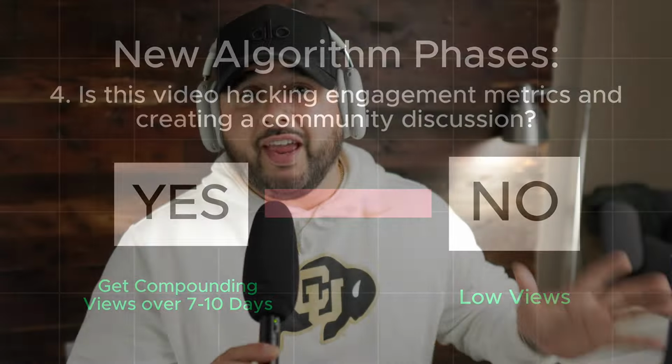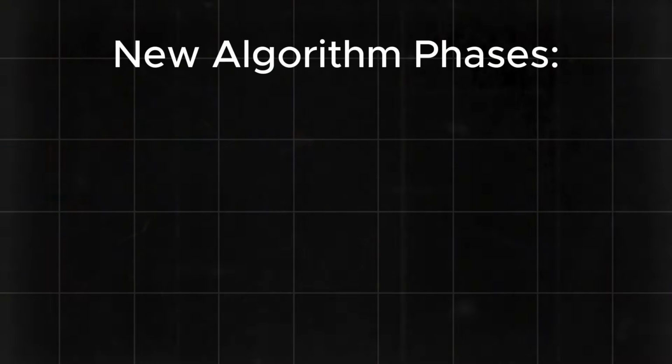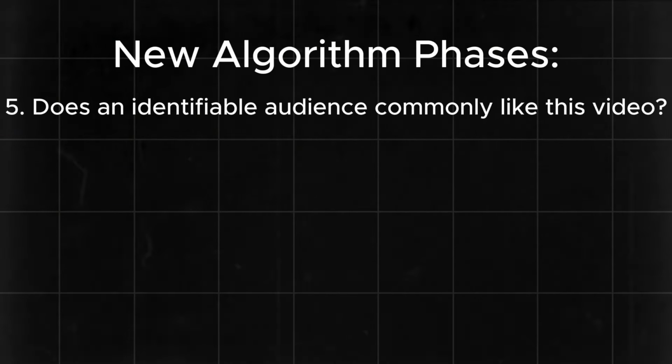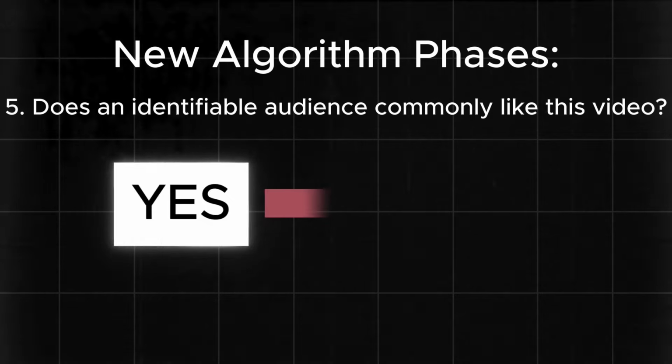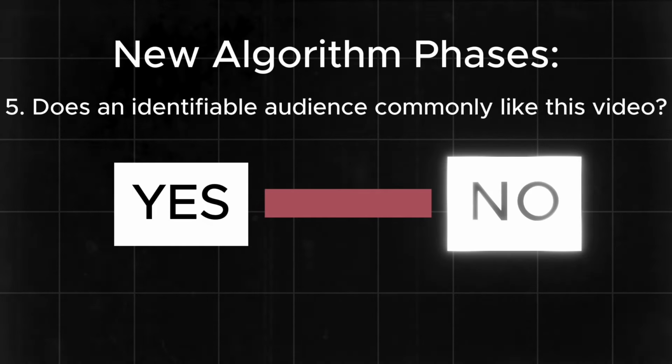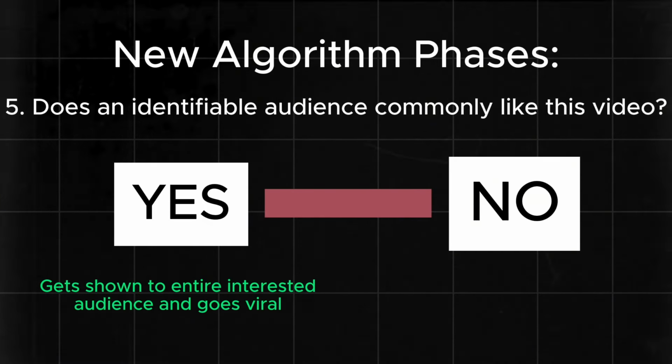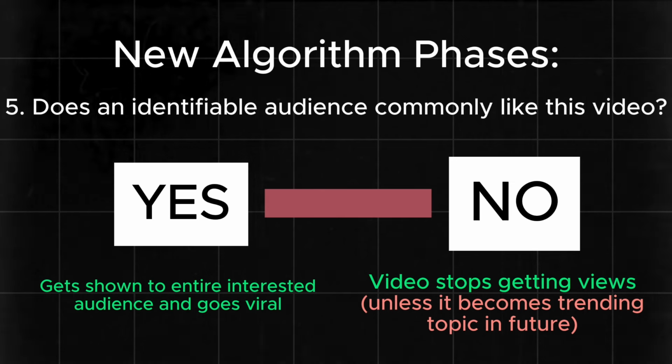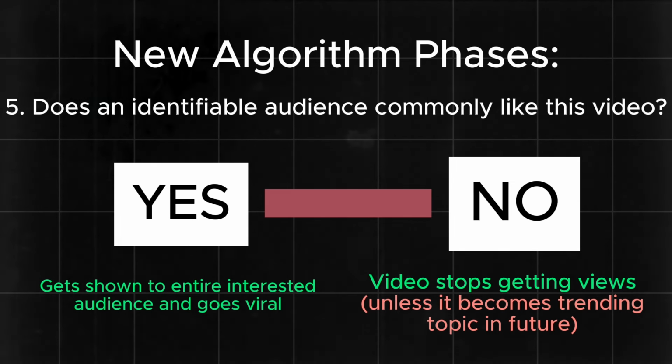Now, there actually is a 5th phase as well. This is for the videos that are late bloomers, that are evergreen content, or content that blows up after 30, 60 days, etc. And this new algorithm phase asks: does an identifiable audience commonly like this video? If there's an identifiable subset of people that like what you talk about on TikTok, especially with a specific video or an interest, and the metrics are good, it's probably going to be shown to almost everybody in that identifiable audience.